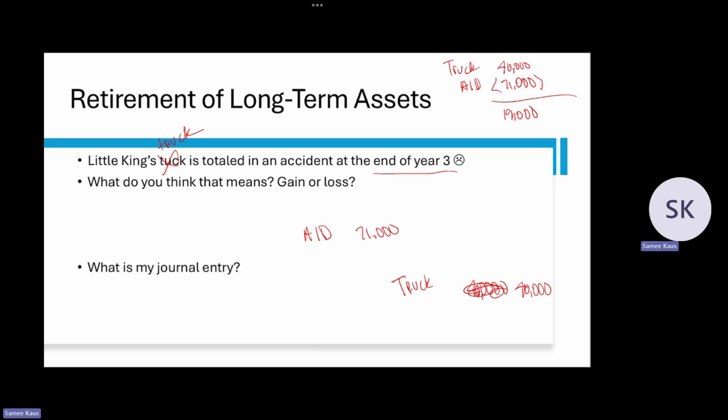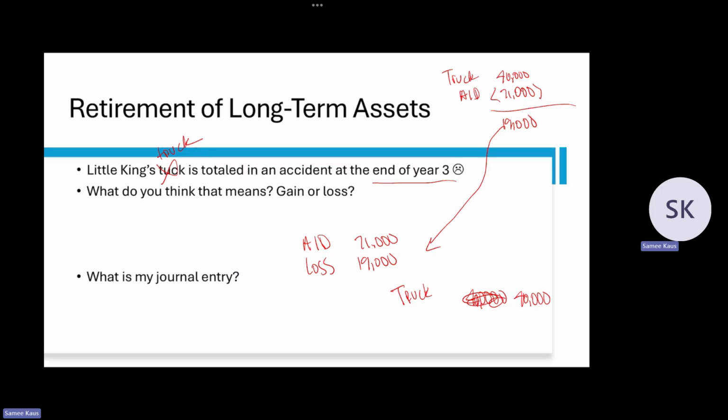Well, now you just unfortunately have a huge loss, right? Because I have a loss of $19,000 that this truck was worth to me, and now I've totaled it. I don't have it anymore. So again, it's totaled in an accident. I have to take a loss for the full amount. Okay. So again, this is going to reduce my net income because I just unfortunately totaled my car and I didn't get any cash in exchange for it.